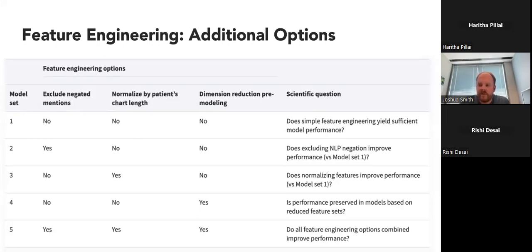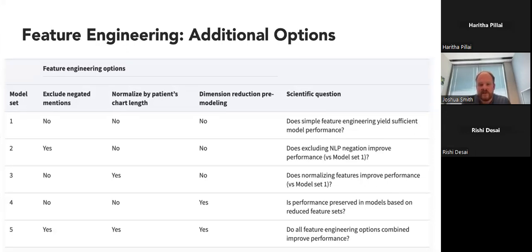When a large number of features are available for model training, and the number of observations available are limited, we can see why certain things might be useful and certain things might not be. These are the 5 model sets that we focused on, and each one had an associated scientific question. So we decided the first one, model set 1, is that we would ignore negation, we would not normalize the patient's chart, and we would not do dimension reduction.